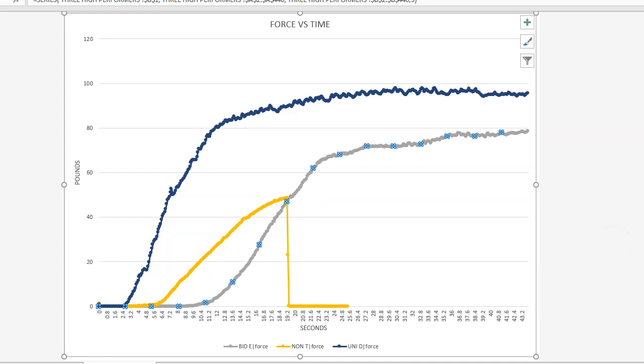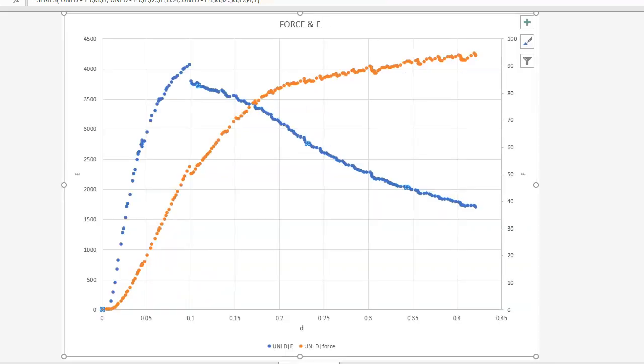The problem is this: when you do that, let's take a look at the most compelling one. We'll take a look at this D. This is unidirectional and the modulus of elasticity. So I've got 2 graphs here. This is displacement at the bottom. On the left side, we have this blue line, which is the modulus of elasticity. And on this side, we have the force, which is in pounds. Okay. So you can see the force is climbing up.